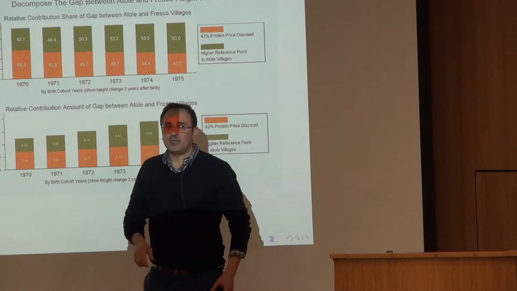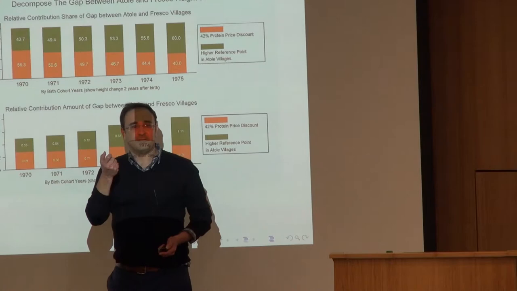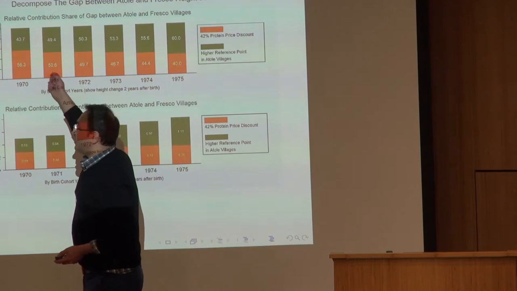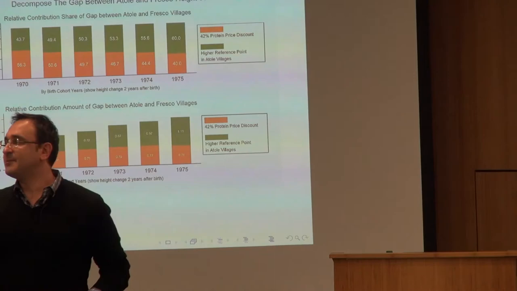50% of the growth is because of the social learning. 50% of the growth is because of the reduction in price that leads to more consumption of protein, even in the absence of social learning.